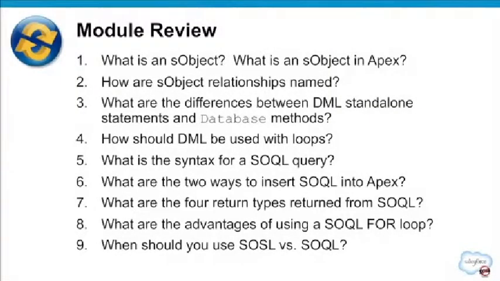Yeah, so it's a record in our database. And it can be either a standard or a custom object. Okay? When we think about how sObject relationships are named when it comes to custom relationships, what are the three fields that we have available when working with custom relationships in Apex or SOQL for that matter? We have three fields which are available.